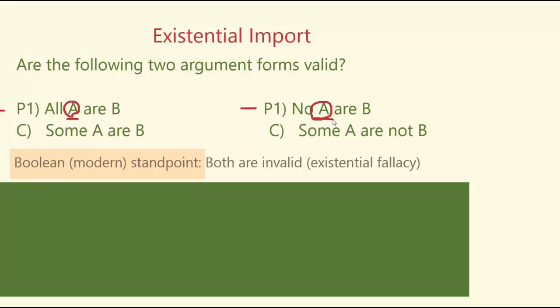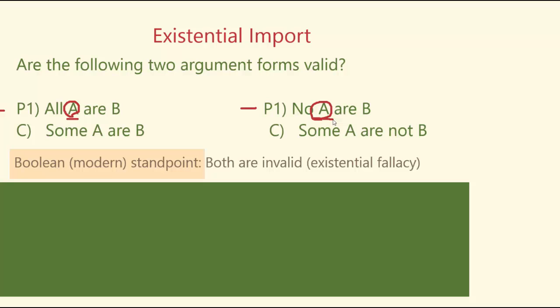Well, if you'll remember from the Boolean standpoint, we said that all A are B, what it says or what it commits us to is if A's exist, if there are A's, then they are also B's. But because the question of whether A's exist is within that if statement, we're not actually committing ourselves to A's existing. So it turns out that our premise 1 here on the left can be true if there are no A's, if A's don't exist.